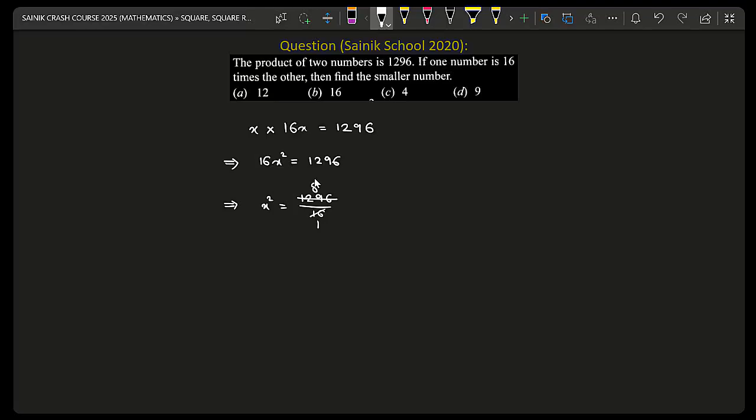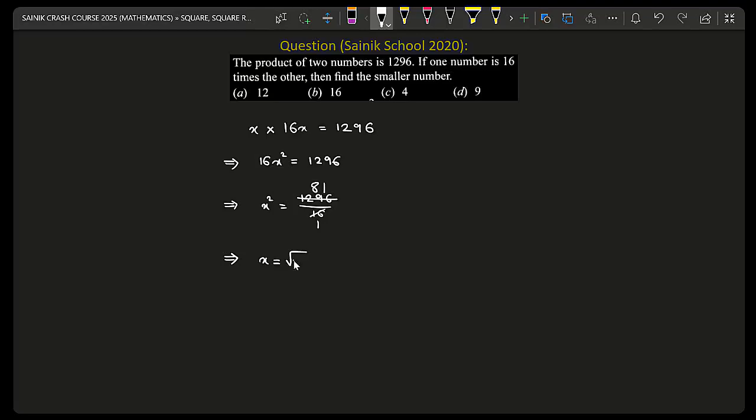Then 16 table, 16 ones. So we got x square is equal to 81. As we know the squares and square roots up to 32. So x square is equal to 81. If you transpose the square to the right side, what will it become? It will become square root, right?